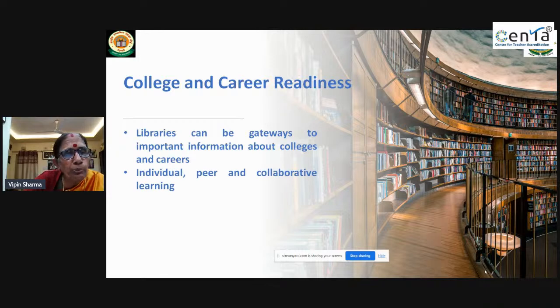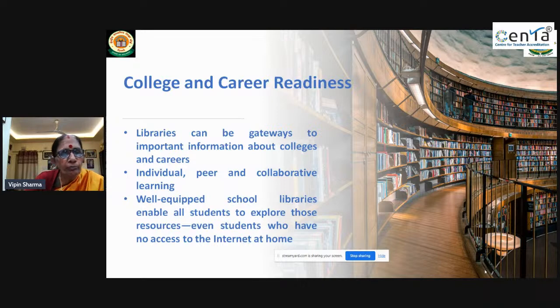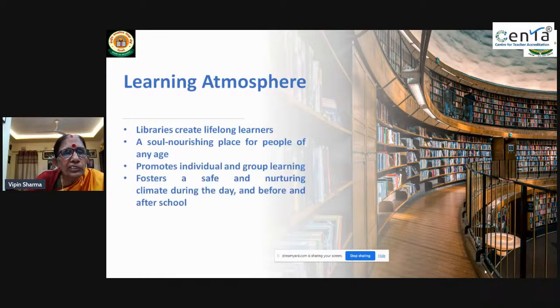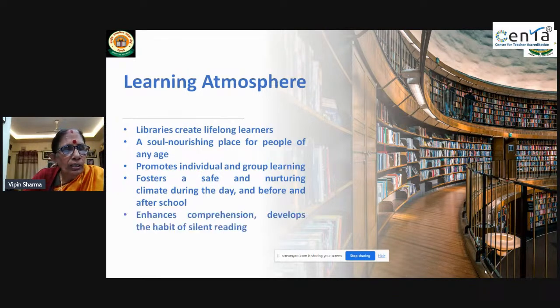Libraries can be gateways to important information about colleges and careers, individual, peer, and collaborative learning. Well equipped school libraries enable all students to explore resources. Learning atmosphere, this is the best. Libraries create lifelong learners. Reading habit is the best. When the students start reading, they start developing their mind. Okay. Promotes individual and group learning, fosters a safe environment, and I tell you, library teaches discipline as well. Yes. Enhances comprehension, develops habit of silent reading.